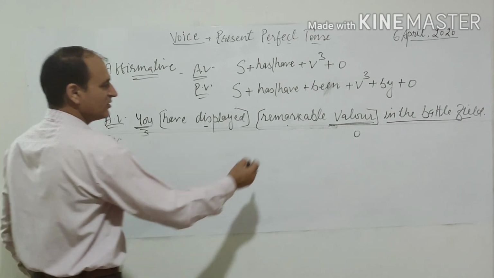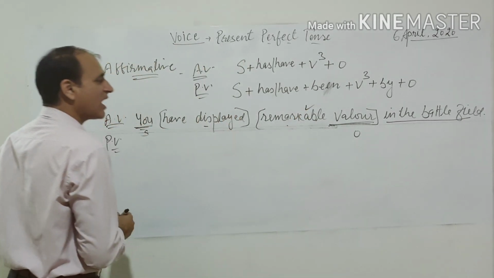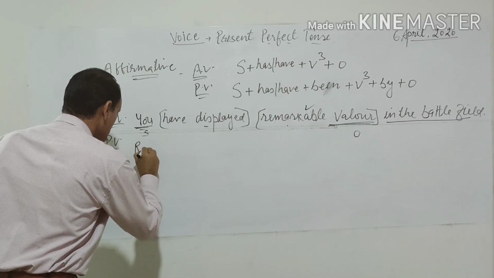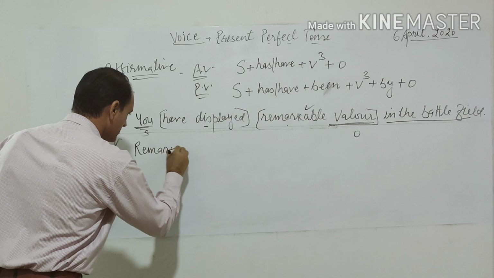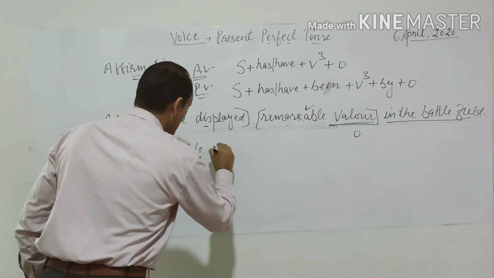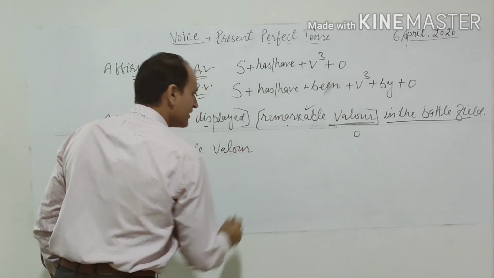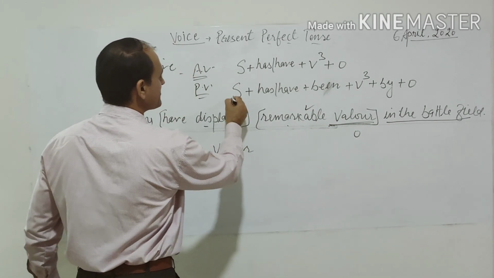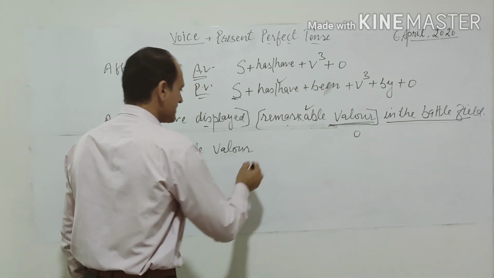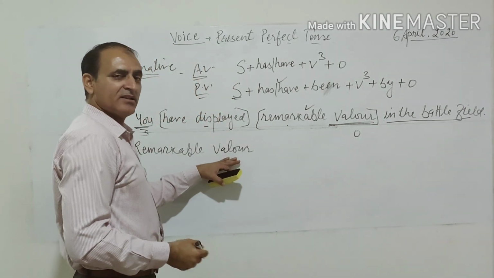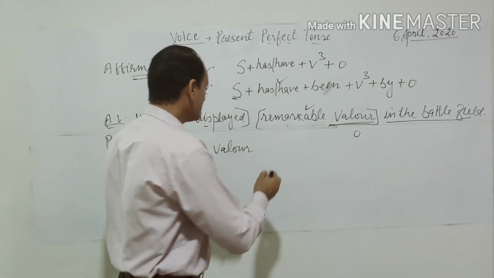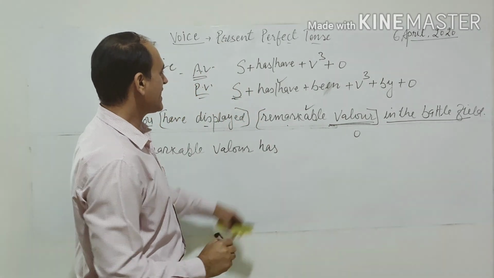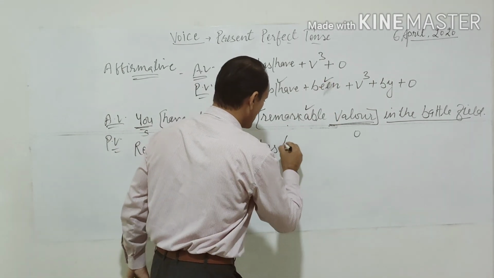So let's change now. First we'll start the sentence with remarkable valor, because this is the object of active voice. So our passive becomes remarkable valor, which means bravery. Remarkable valor, and the subject will be followed by helping verb has or have. Valor is an abstract noun, obviously singular. So we'll use has. Remarkable valor has, then followed by been.